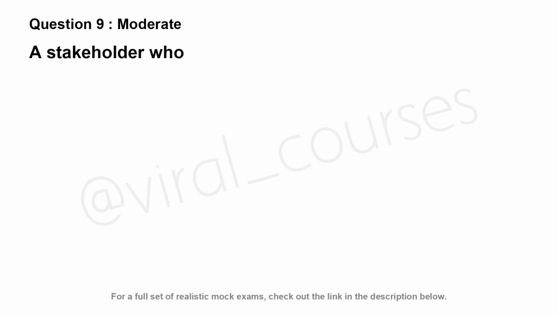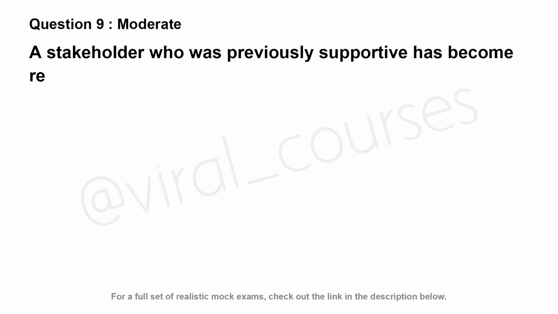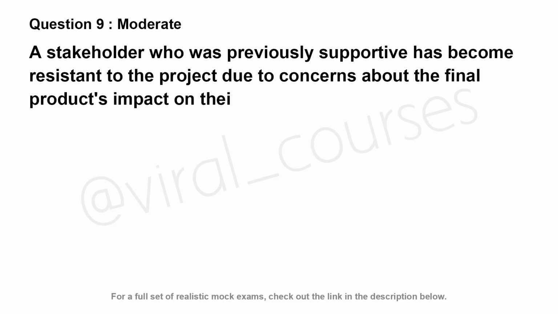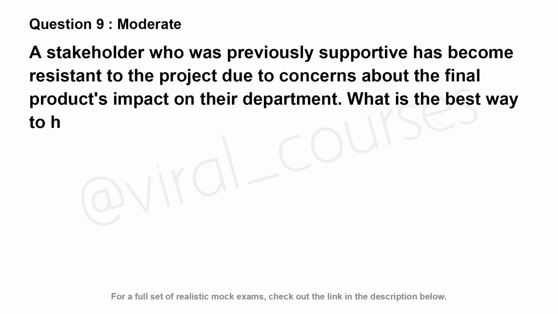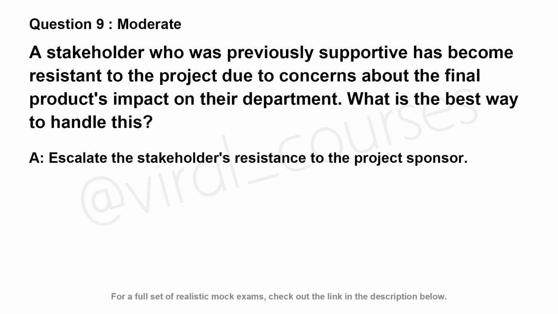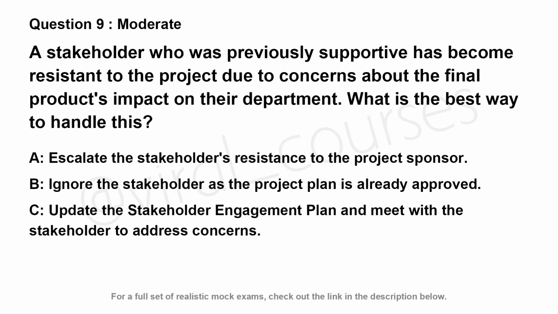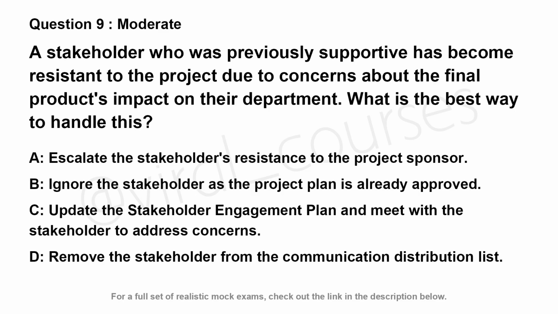A stakeholder who was previously supportive has become resistant to the project due to concerns about the final product's impact on their department. What is the best way to handle this? Option A. Escalate the stakeholder's resistance to the project sponsor. Option B. Ignore the stakeholder as the project plan is already approved. Option C. Update the stakeholder engagement plan and meet with the stakeholder to address concerns. Option D. Remove the stakeholder from the communication distribution list.